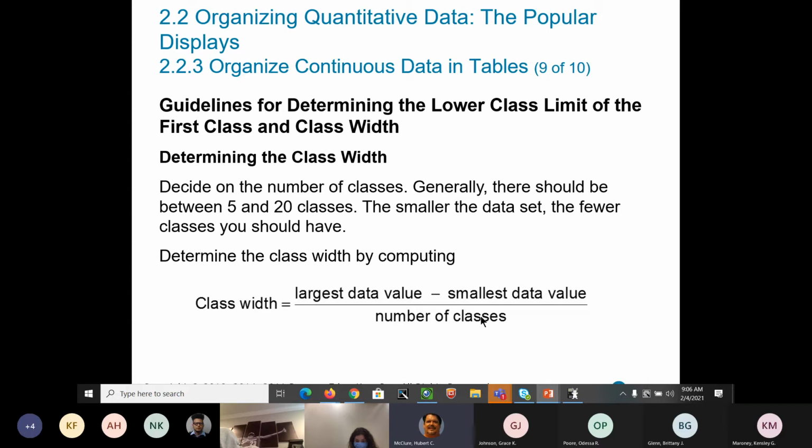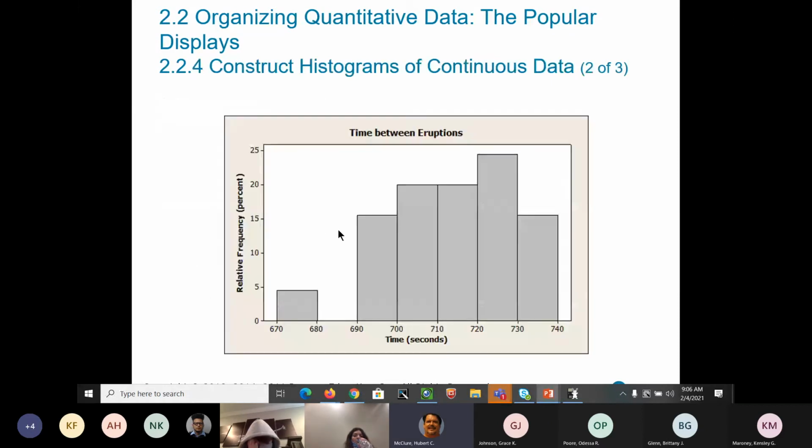So if they give you 5 and 20, 5 is the smallest number, 20 is the largest number, then that's going to be 20 minus 5, and they should tell you the number of classes. Okay, they're not giving you that. I thought they were going to give you an example, so I'm not going to worry too much about that.